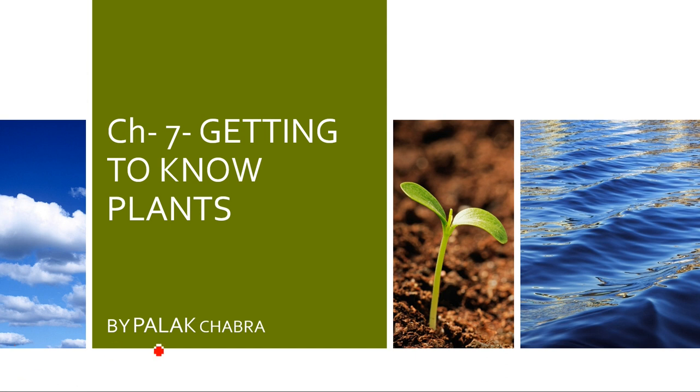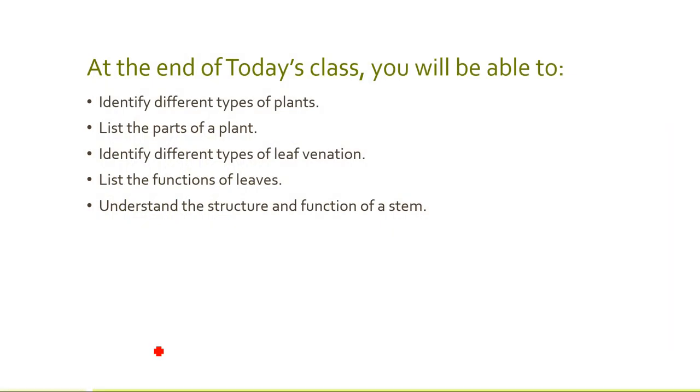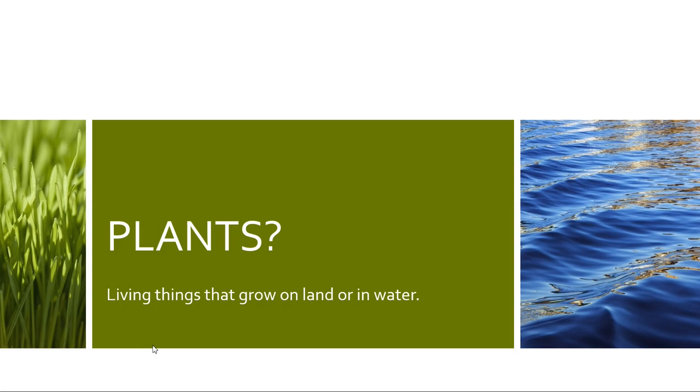Before starting our chapter, let me tell you what topics we are going to cover in today's class. We are going to study about types of plants, parts of a plant, different types of leaf, venation, then structure of stem, and along with this we will also study about functions of leaves and stems. Plants are living things that grow on land or in water.